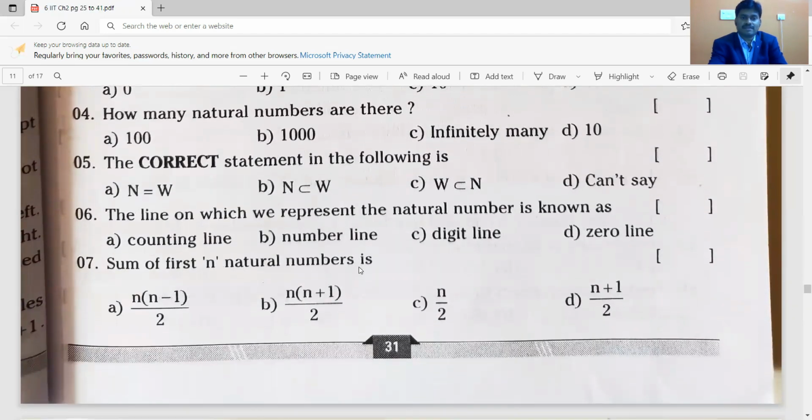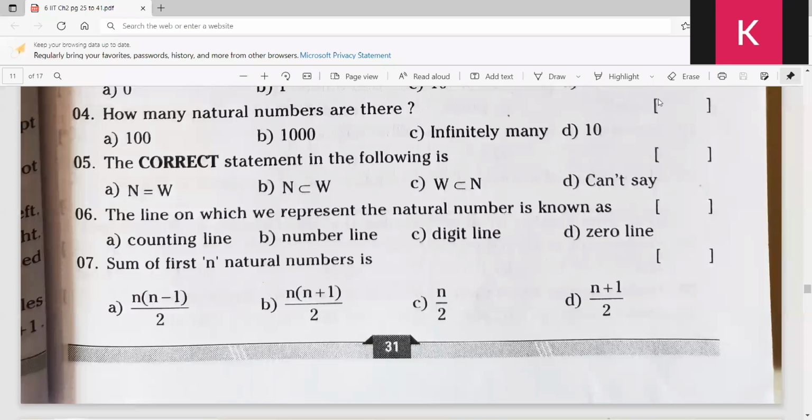The correct statement in the following: N is equal to W, N is a subset of W, W is a subset of N, can't say. Always we go for N is a subset of W. Natural numbers are a subset of whole numbers. The line on which we represent the natural numbers is known as the number line and counting line. Both are correct.